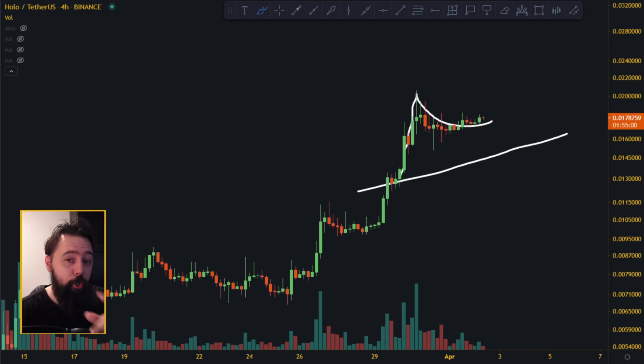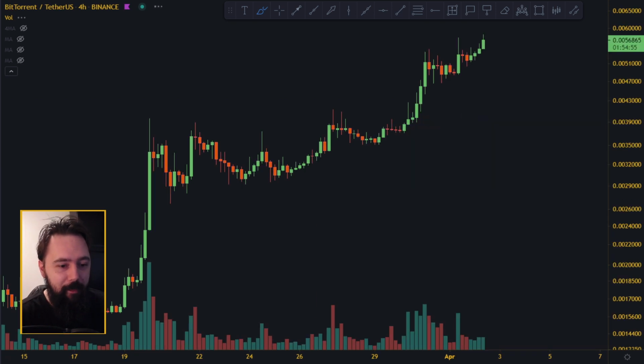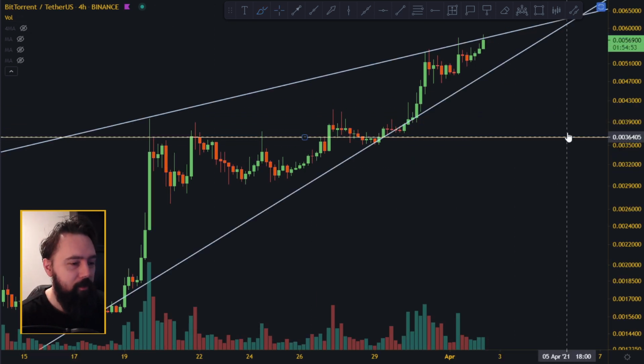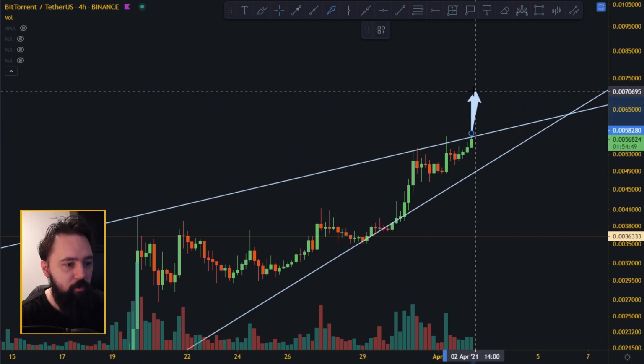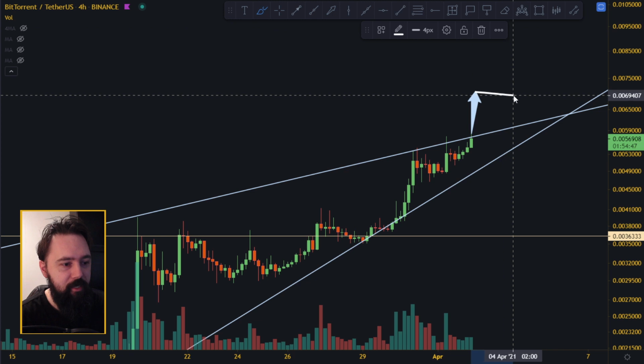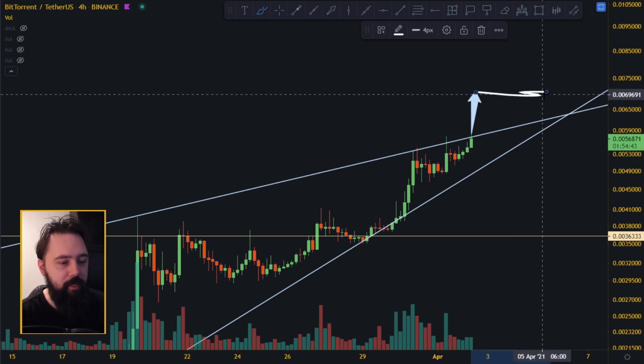And I'm gonna show you also the target where it's gonna explode. I think it's a nice target, so I'm gonna show you. So you have to know that once this move is finished, you're gonna have this sideways correction that can last maybe a couple of days or something like that.